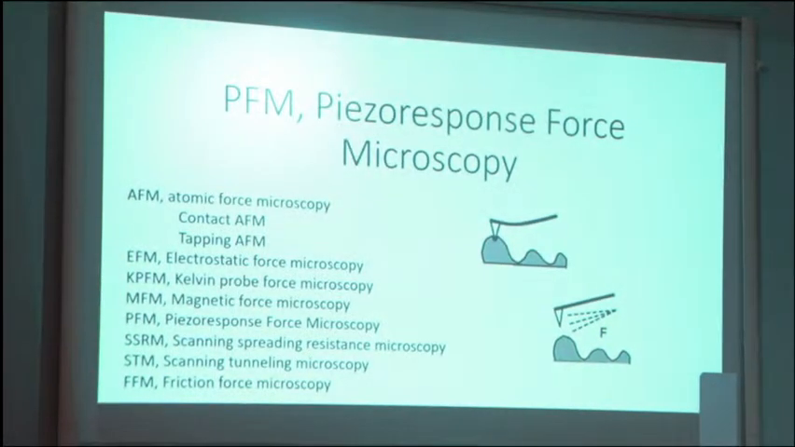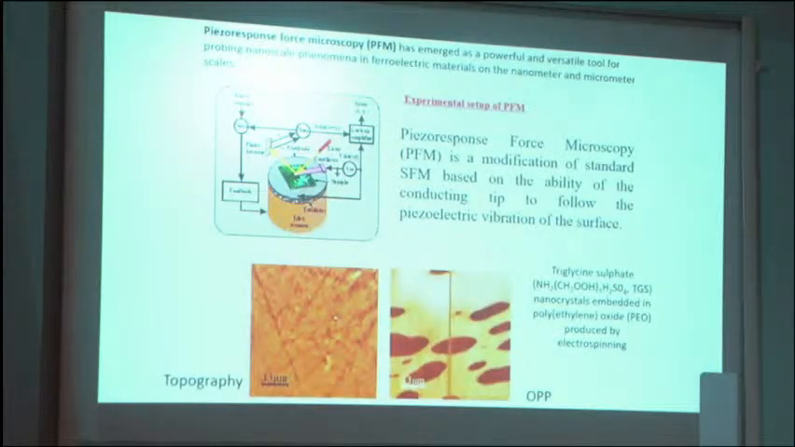Magnetic property is possible to detect if you use a magnetic cantilever. Piezo response, if we apply additional voltage, current, and friction. Post microscopy is possible to use to investigate mechanical property, friction coefficient, for example. Okay, piezo response. How do we organize piezo response post microscopy?